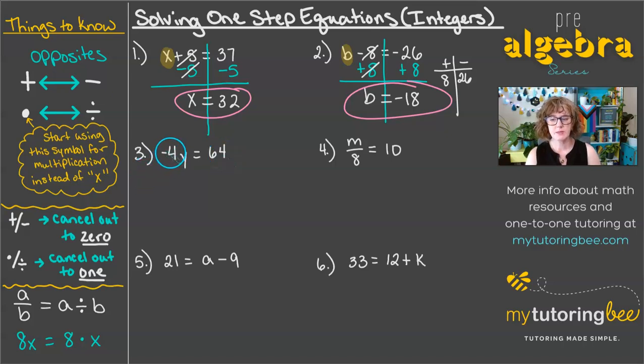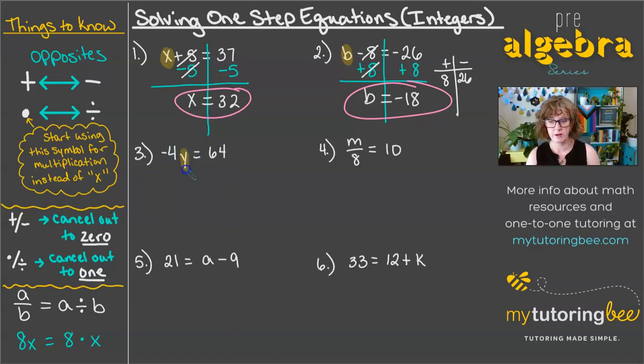This negative 4 is being multiplied times y. Whenever you see a number and a variable just kind of smooshed together, that means they are being multiplied. When you don't see a symbol in between, that always means multiplication. So just like we see down here, 8x is the same as 8 times x. Okay, so now we know that we're dealing with multiplication and we need to undo that multiplication, right?